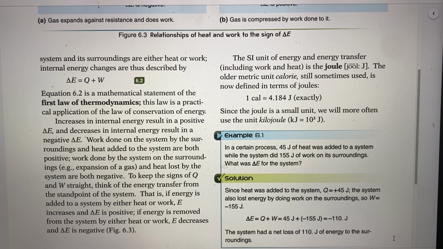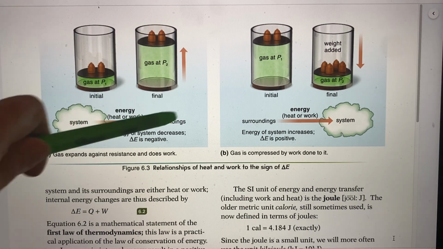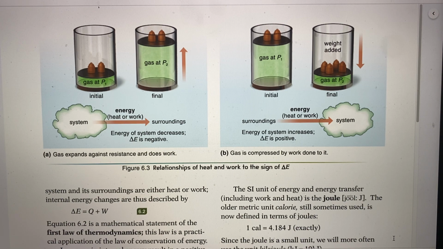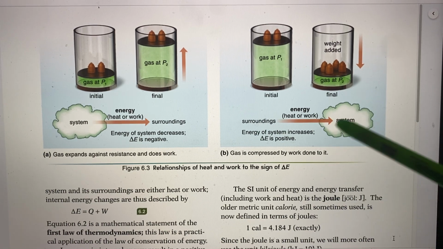So let's take a picture. Let's go back up to here. So we have energy here. Gas expands against its resistance and does work. You see how the gas is expanding here, it has to do with pressure here and the amount of pressure there. And you can see how the gas is compressed here and the surroundings give off the system. Spontaneously, the gas will expand all over and fill up the whole volume, right? And here was the gas, and you're putting the pressure, the weight added. Energy of the system increases because the energy here would be stronger because it's compressed, is what they're saying. This is the relationship of heat and work to the sign of energy.